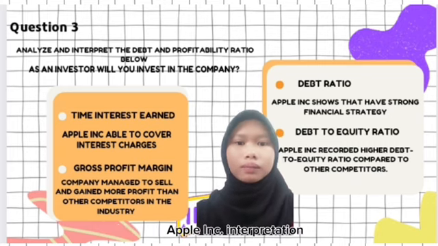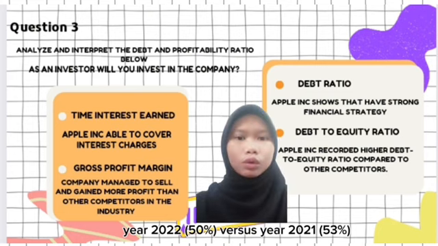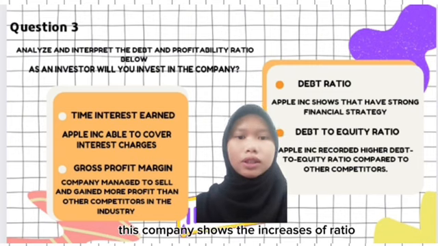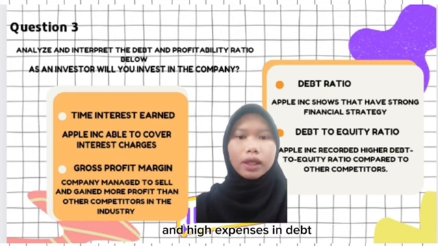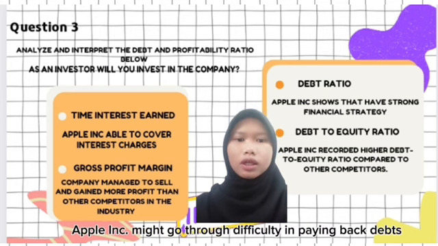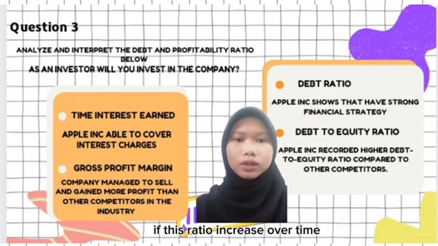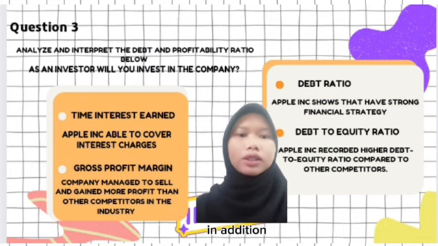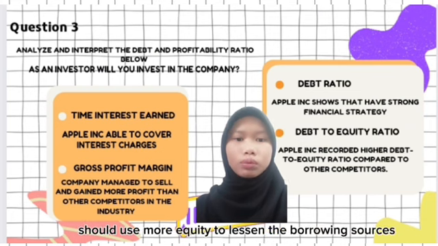Apple's interpretation: year 2022, 50% versus year 2021, 53%. This company shows the increase of the ratio from 2021 to 2022. The significant increase of 2% can cause potential low profitability and high expenses in debt. Apple Inc. might go through difficulty in paying back debts if this ratio increases over time. In addition, the company should use more equity to lessen the borrowing sources.